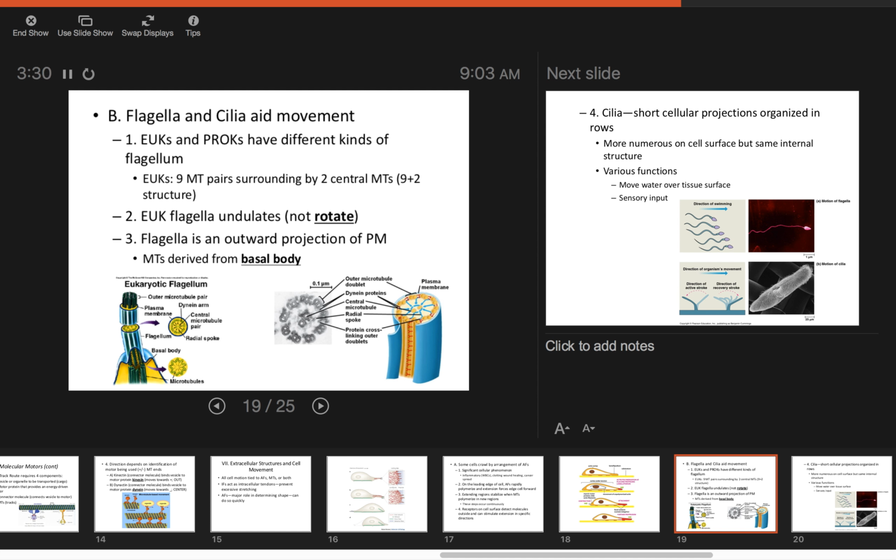But the microtubules are derived from something called the basal body. So in this diagram right here, here's the basal body. The microtubules extend out and become part of the flagella.